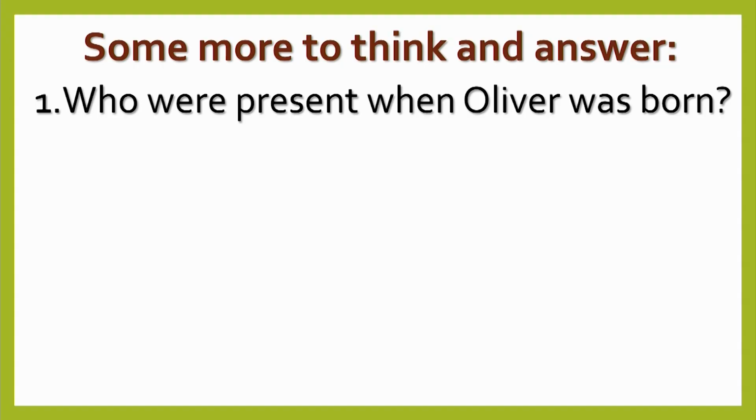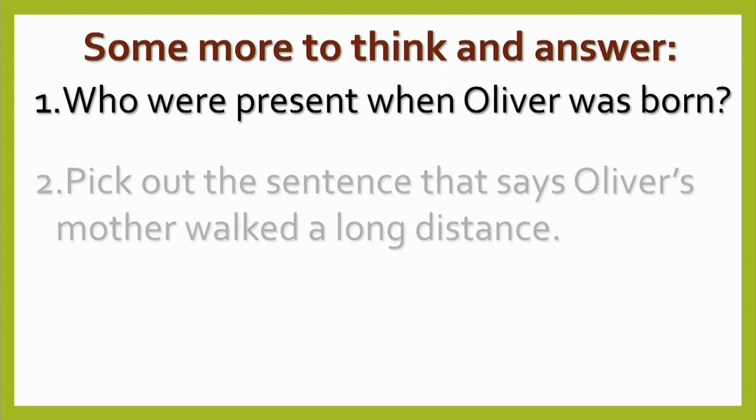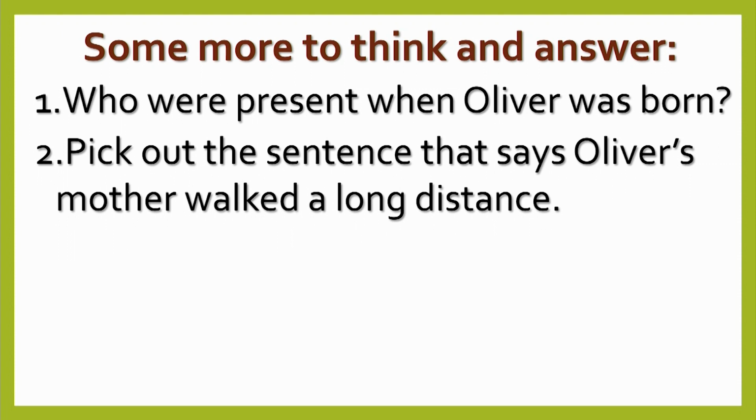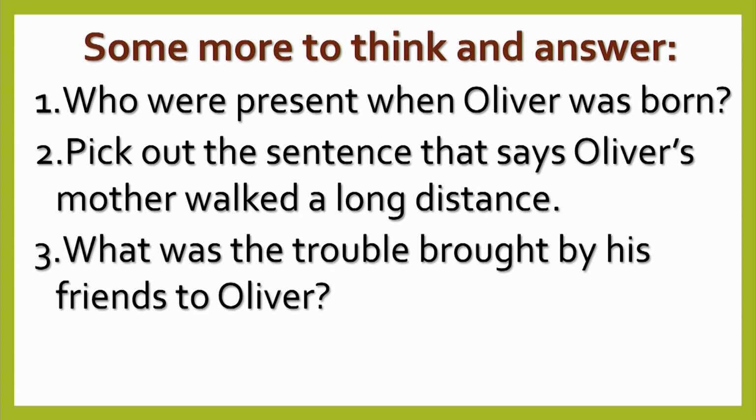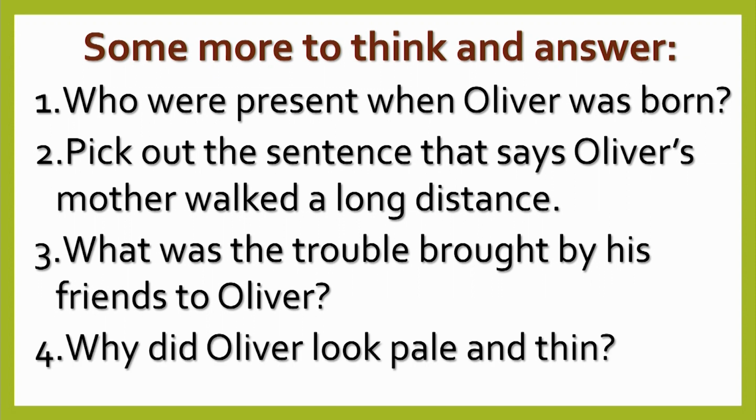Who were present when Oliver was born? Is the first question. Second one, pick out the sentence that says Oliver's mother walked a long distance. What was the trouble brought by his friends to Oliver? And last question is, why did Oliver look pale and thin? There is a reason, no, that why he was very pale and thin, unlike the boys of his age.